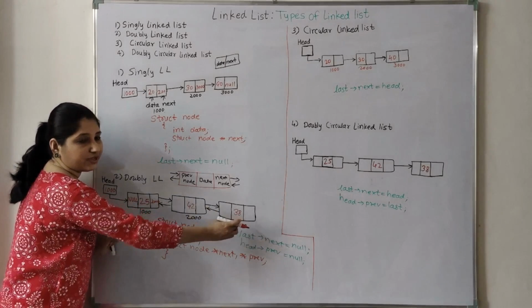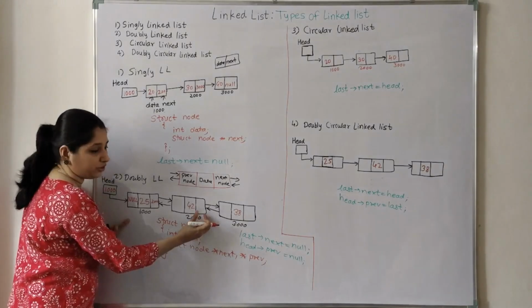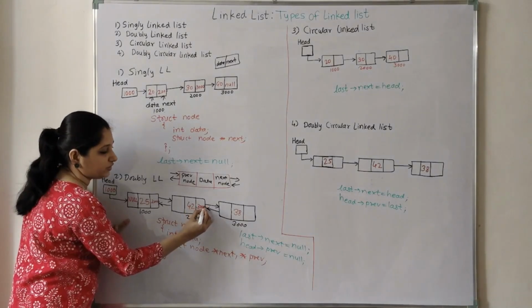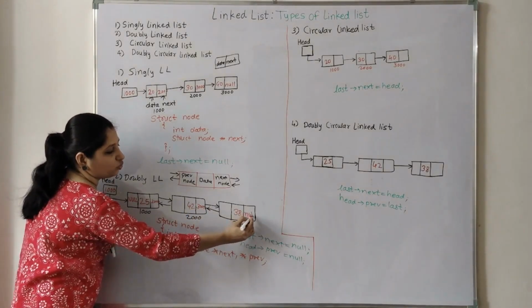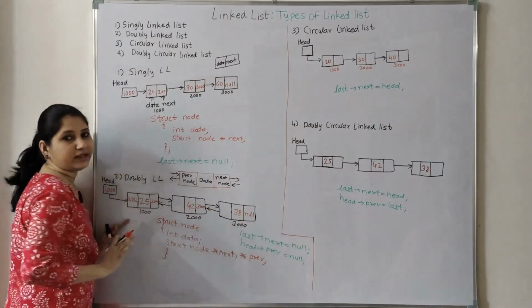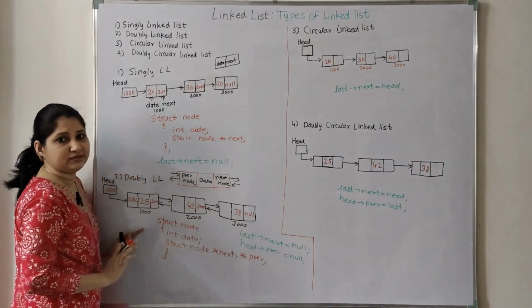In the same way, we are storing the address of the next node into our next pointer. So it will be 3000 over here, and in the last node it will be null because there is no node after that last node, and our last node's next part will always be null.